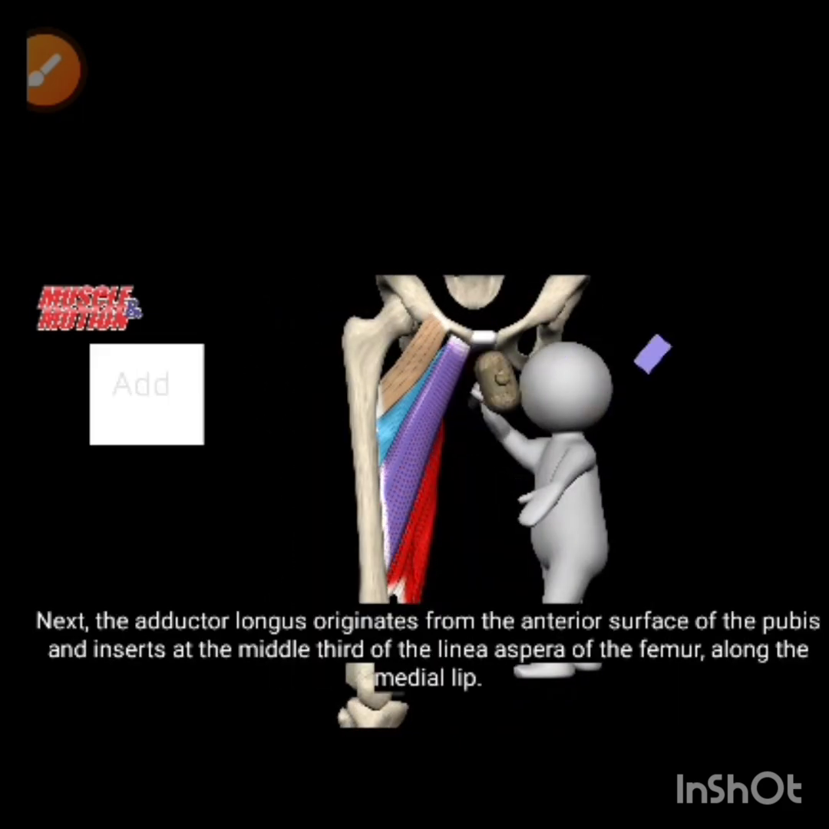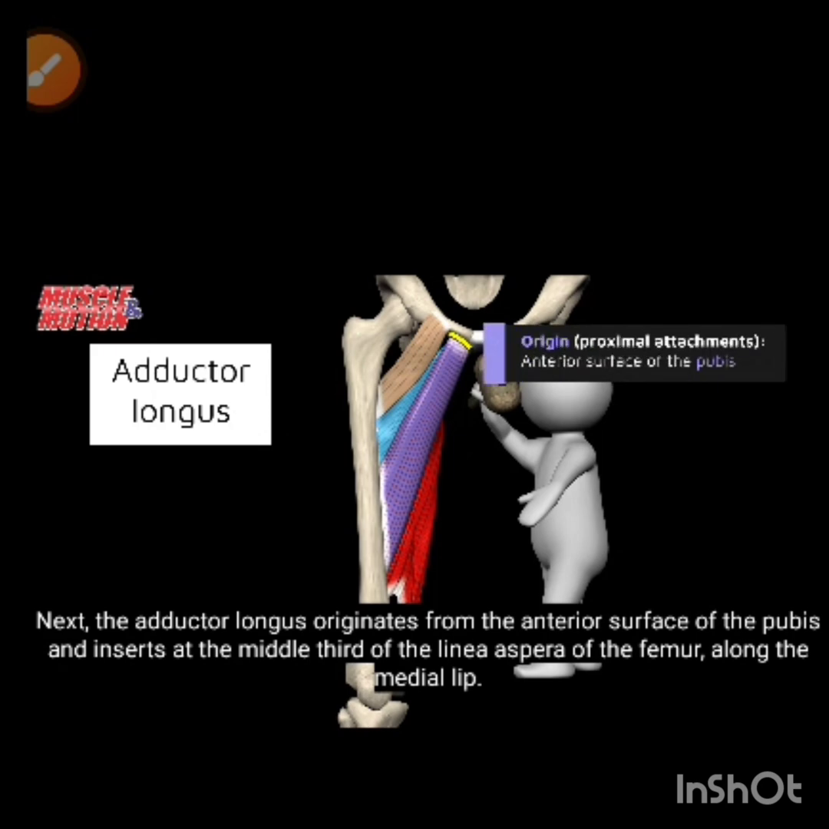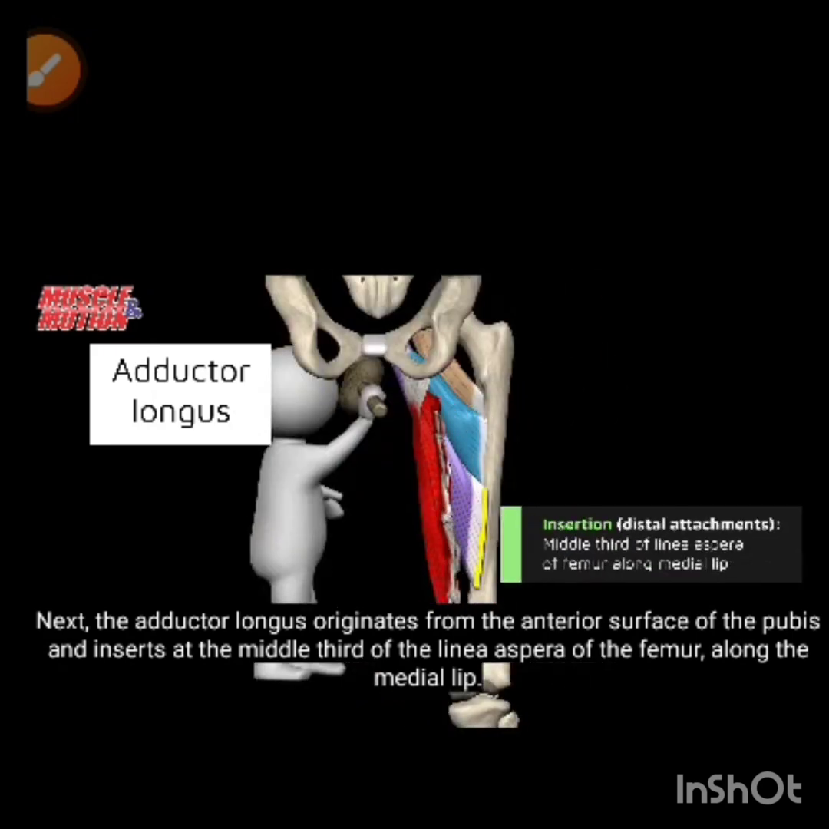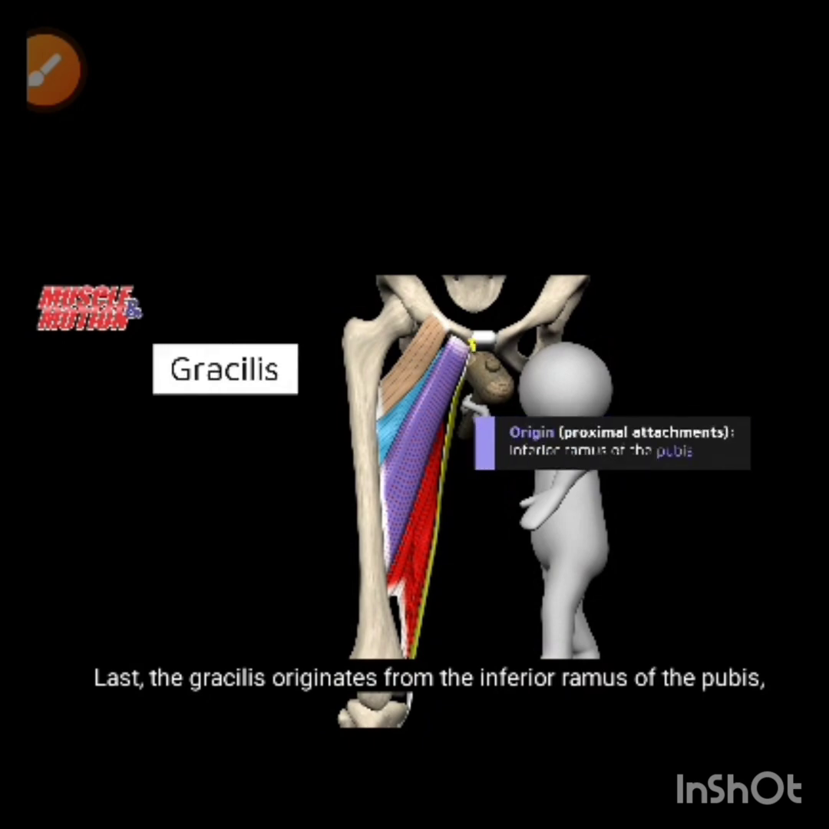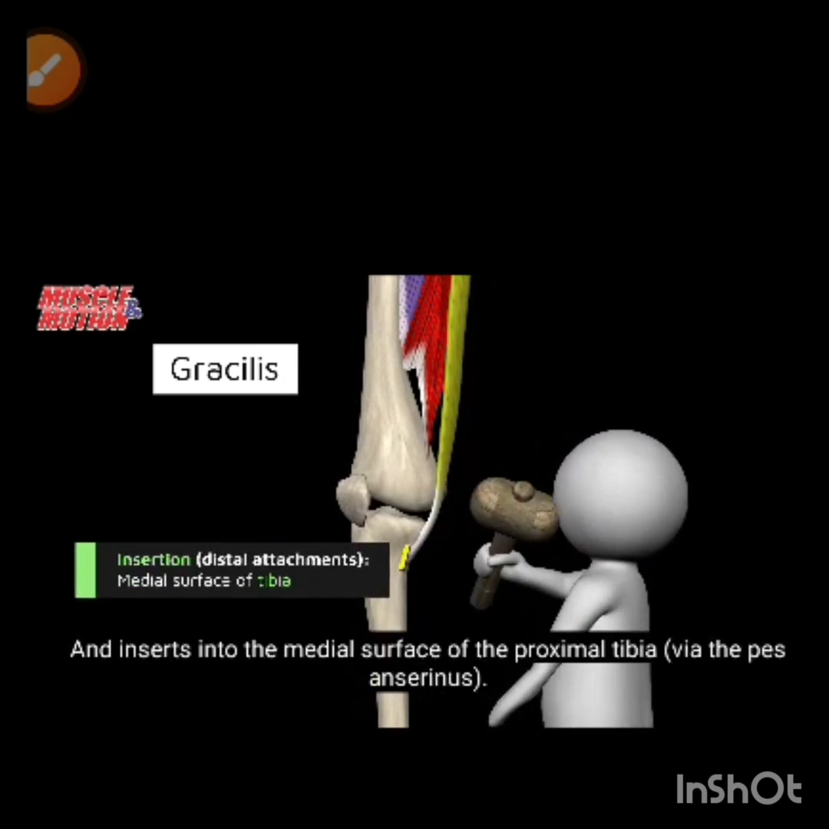Next, the adductor longus originates from the anterior surface of the pubis and inserts at the middle third of the linea aspera of the femur along the medial lip. Last, the gracilis originates from the inferior ramus of the pubis and inserts into the medial surface of the proximal tibia via the pes anserinus.